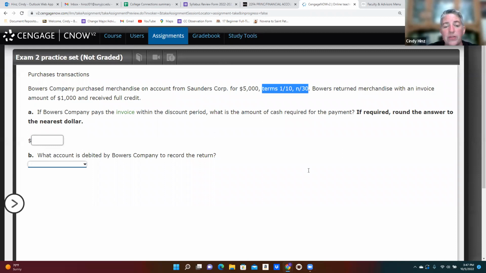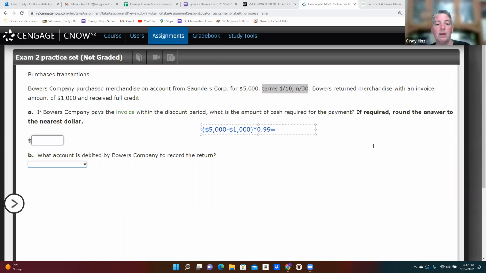So I'm just going to write this on the screen just to make sure it's clear. We originally owed $5,000, but we returned $1,000. So now we only owe $4,000. And because we paid within the discount period, that is within the 10 days allowed within the payment terms, we are permitted to take a 1% discount. So we could calculate that 1% discount separately, but for the sake of expedience, I'm just going to multiply by 0.99 or 99% to find out how much we actually paid.